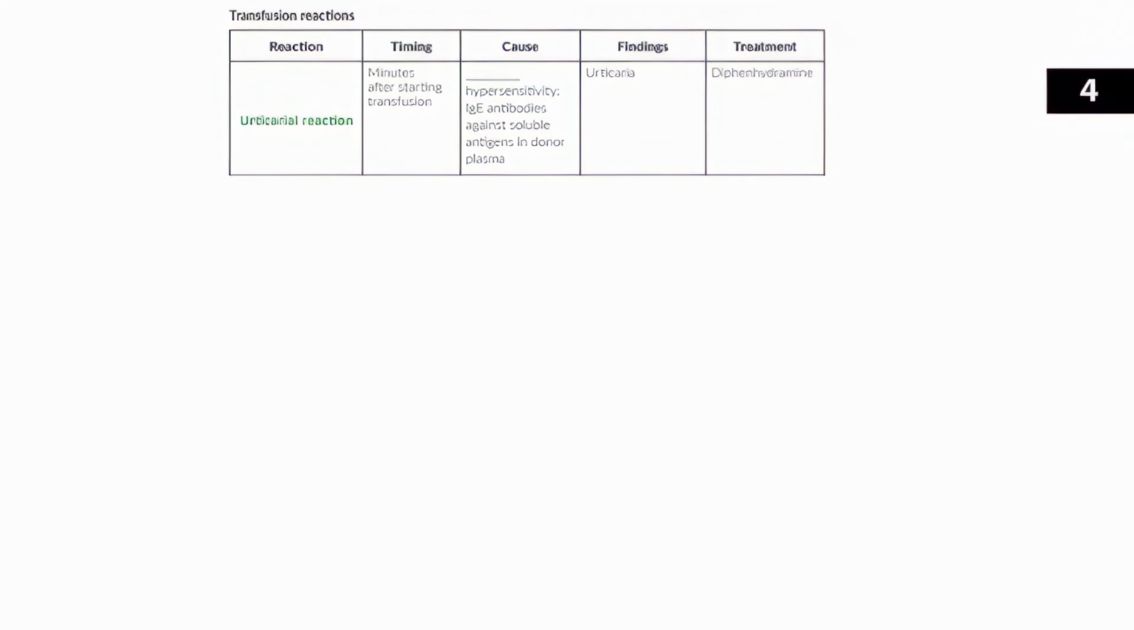So, which type of hypersensitivity reaction is this? It is IgE mediated, so it's type 1. You treat this by stopping the transfusion and giving Benadryl. This is an allergic reaction, so treat it with an antihistamine like diphenhydramine or Benadryl. And this is the only type of transfusion reaction that is insignificant enough to continue the transfusion with the rest of the bag. If the urticaria resolves with diphenhydramine, go ahead and continue that transfusion.